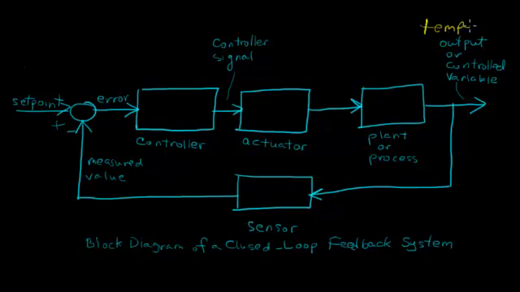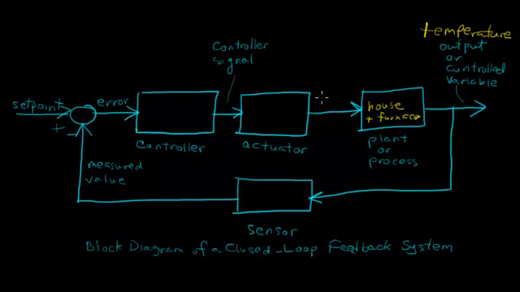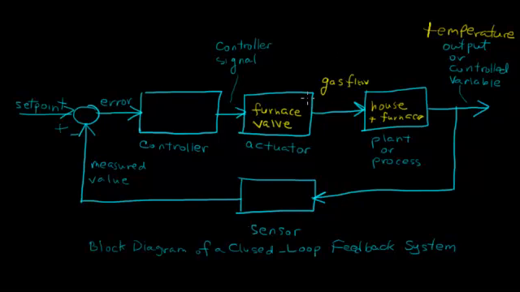In our temperature control system example, the plant is the house and furnace together as a system. The output is the temperature in the house. This is what we are trying to control. The actuator is the furnace valve that we adjust to control the gas flow to the furnace.